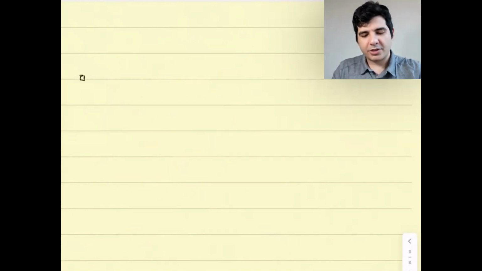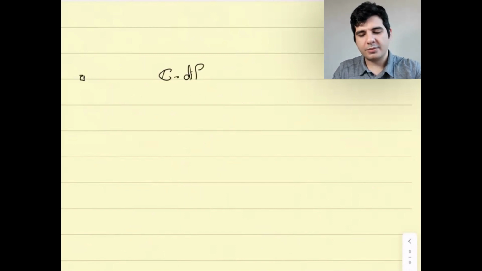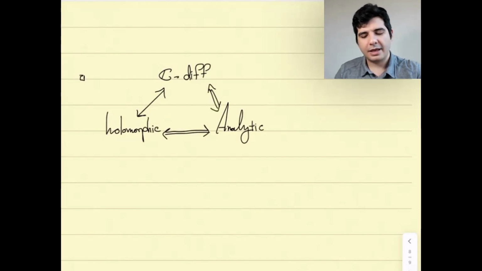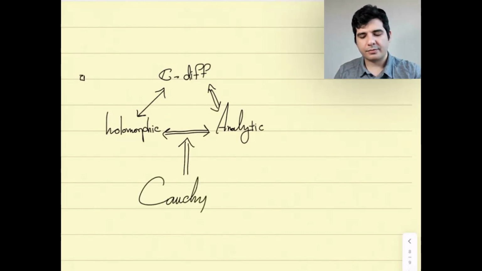Now, going back to our big picture, we had the notion of complex differentiable, we had the notion of holomorphic, and now we have the notion of analytic. We want to show these two are equivalent. If we do that, we get everything is equivalent to everything. The point is that the equivalence between holomorphic and analytic is essentially based on Cauchy's integral formula. That's the essential ingredient to prove that these two notions are the same. So this is the big picture you have in mind.